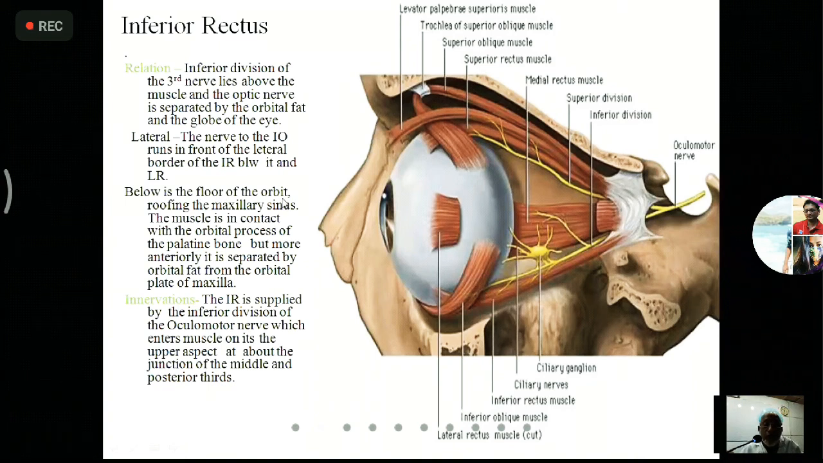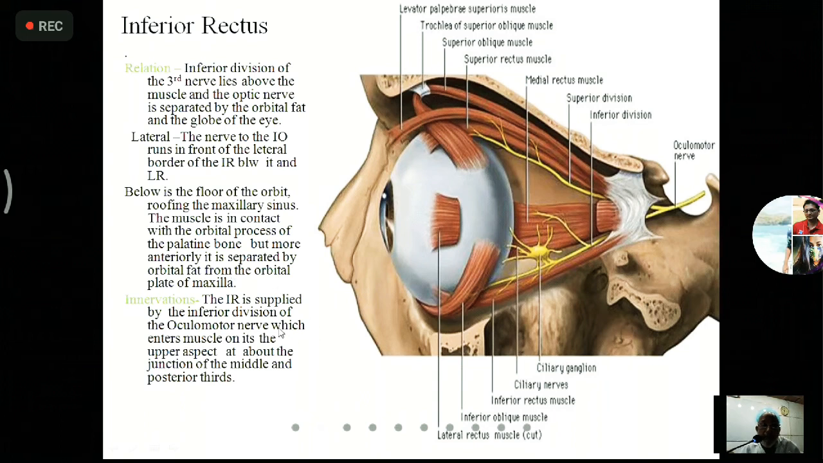The floor of the orbit, grouping the maxillary sinus. And this one is the maxillary sinus. It is grouped with it. The muscle is in contact with the orbital process of the palatine bone posteriorly, but more anteriorly is separated by orbital fat from the orbital floor of the maxilla. Posteriorly, the palatine bone is separated by fat, and anteriorly it is the maxilla. Remember it.